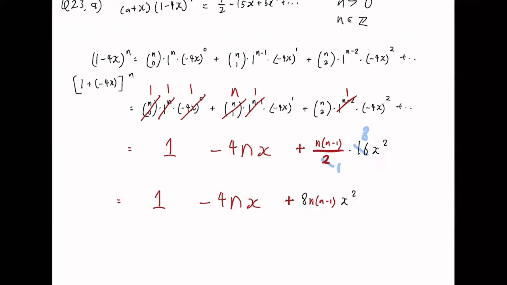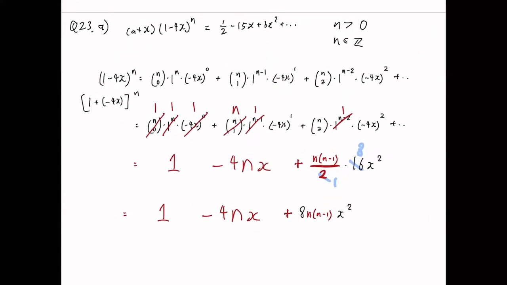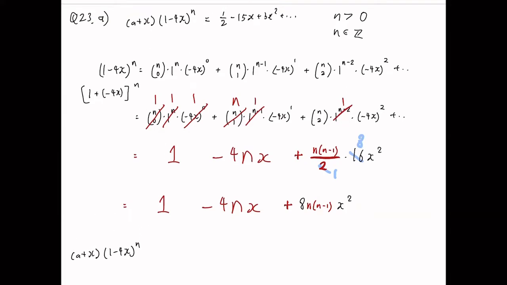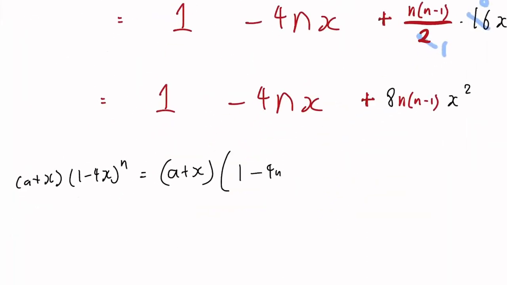Can we equate it to the half minus 15x plus bx squared? Yeah. Are you sure? We never multiplied by the a plus x yet. Yes, that's the missing part. So the answer is no. You must multiply by a plus x first. Okay, so that's what we're going to do. So this is equal to a plus x multiplied by whatever we found. I'm going to rewrite this: 1 minus 4nx plus 8n(n minus 1)x squared plus dot dot dot.